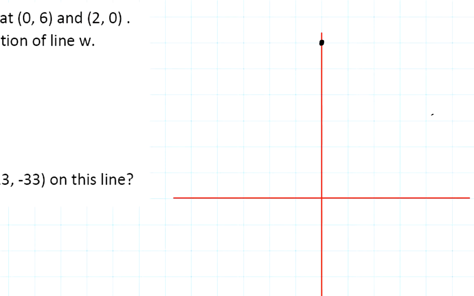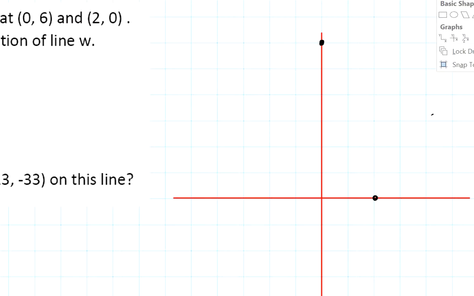And the other one has the intercept when x is 2, y is 0. So I'm going over 1, 2, and I'm not going up or down. So there we go. Now, that is the line, right? Basically what we're looking at is the line that connects those 2 points.